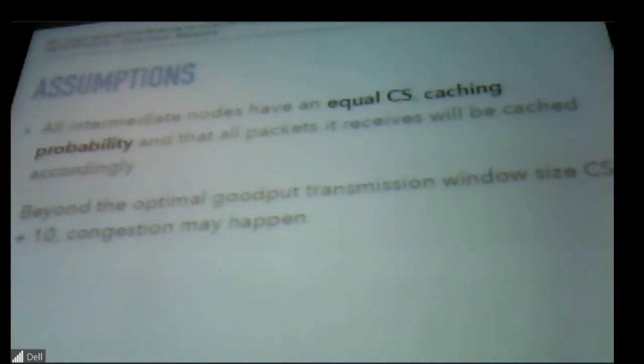So we have several assumptions. The first one: all intermediate nodes have an equal cache size and caching probability, and all packets proceed with the cache accordingly. Then the next one: the optimal good transmission window size, CS plus 10, will have congestion beyond that point.